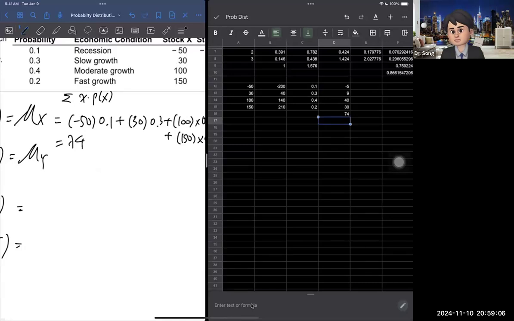Which means that on average, you can expect that the stock return of X is 74 because you don't know whether the economic situation is a recession, slow growth, moderate growth, or fast growth. By having this mean, you get to know on average, all right, if I invest my money into stock X, then your expected return is 74. And of course, you can do the same thing for stock Y.